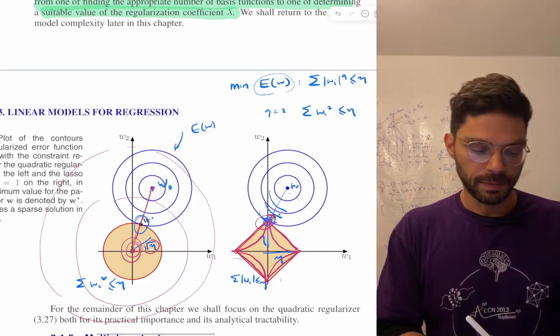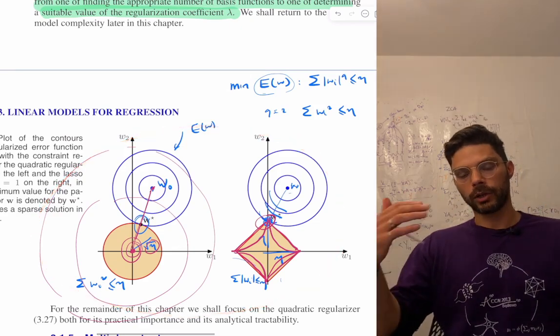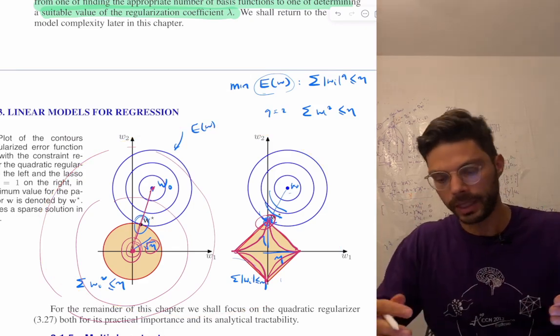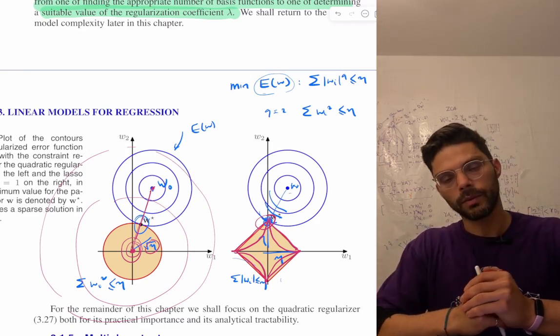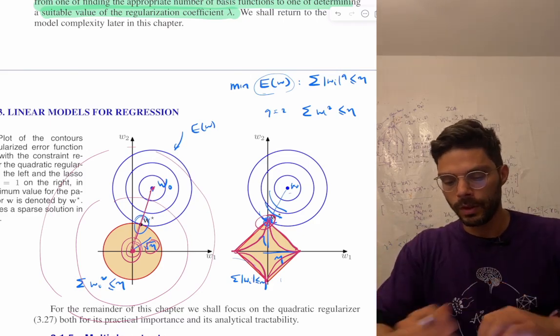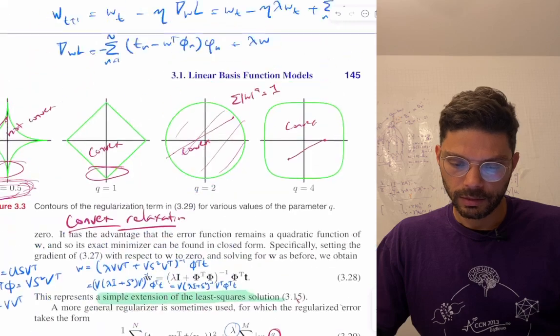I think this picture is really important, and you should have a good grasp on it to understand what's going on in regularization. But again, I think it's quite a simple idea, and once you get this, lots of things, like the types of solutions you get, will just click together. So I think that's all I wanted to say about this section.